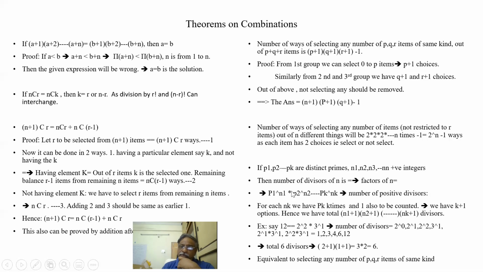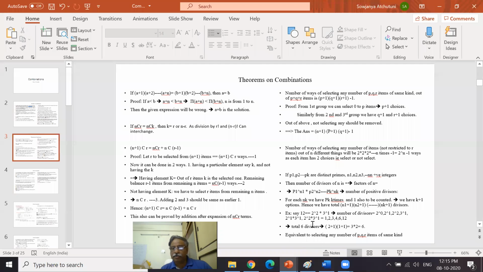Before taking up this concept, let us understand this. Suppose 12 is there. What are the factors of 12? 4 threes are 12, so 2 to the power of 2 into 3 to the power of 1. How many divisors does it have? It can be divisible by 1, 2, 3, 4, 6, and 12.